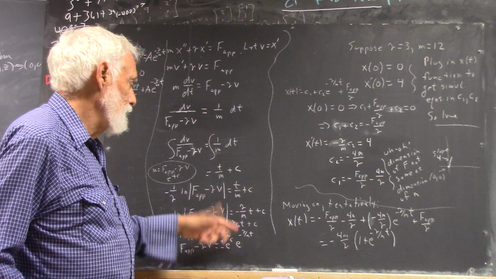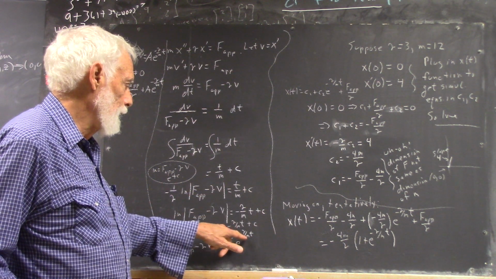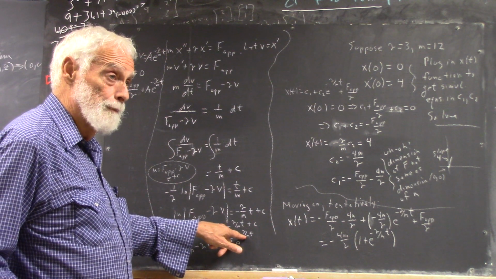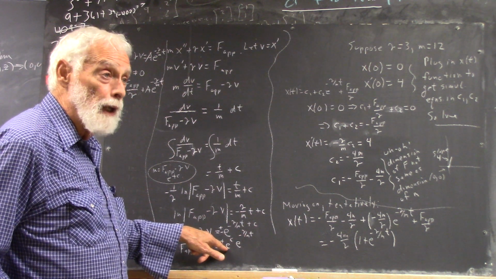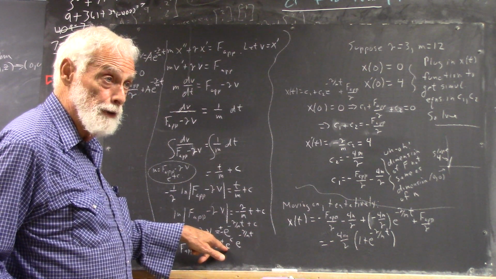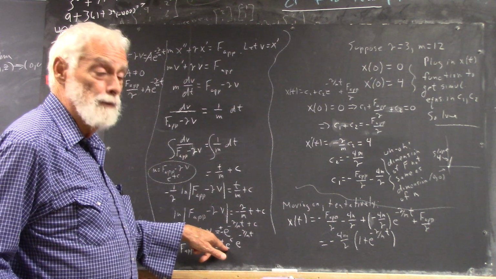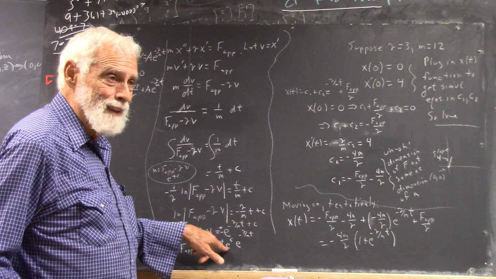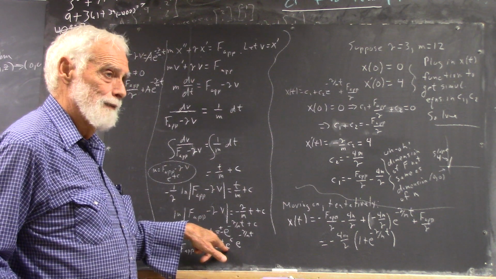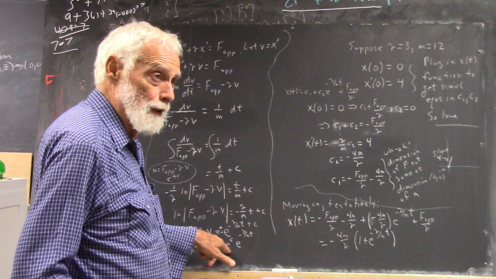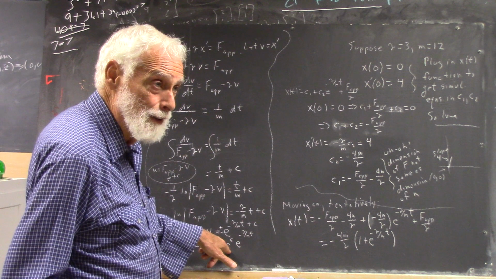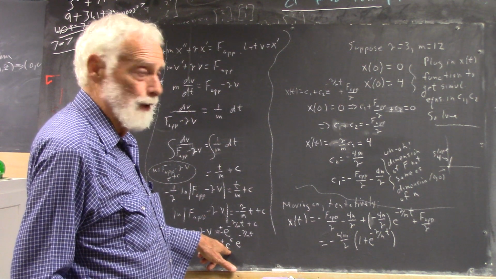that comes out to just the laws of exponents, e to the c times e to the negative gamma over m t. E to the c can be any positive number. It can't be negative, it can't be zero. We talked about why, but that's basic pre-calculus and how exponents behave. So convince yourself of that. Make sure you understand it so that you have that understanding when you need it.